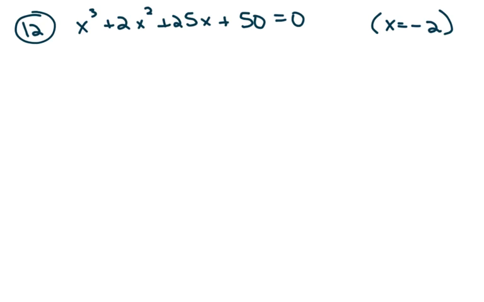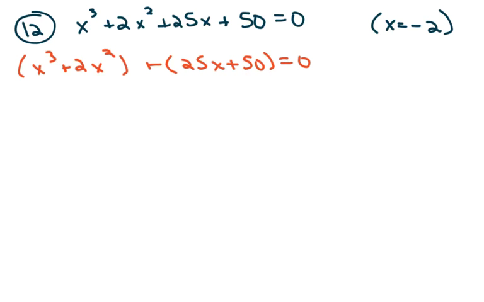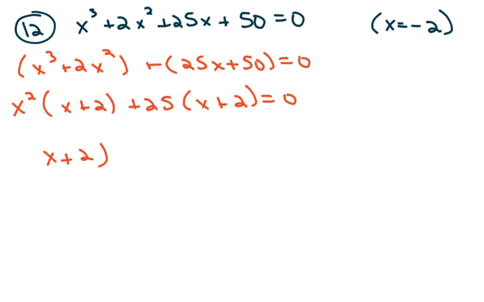One way of doing this is because it's a four-termed polynomial, you can try factor by grouping. Factor by grouping works if you factor each group and what's left over in both parentheses is the same. So the first parentheses, you can take out an x squared, and you're left with x plus 2. In the second parentheses, you can take out a 25, and hey, look, you're left with x plus 2. That means the factors are x plus 2 and x squared plus 25.